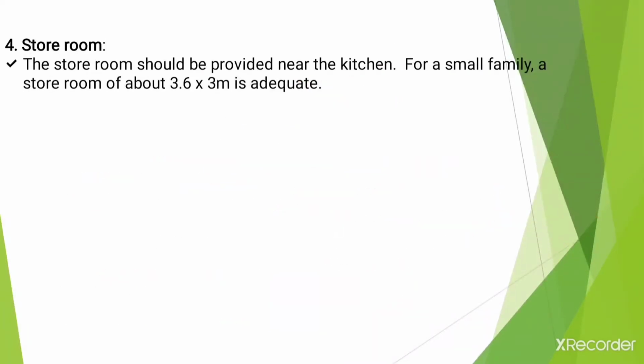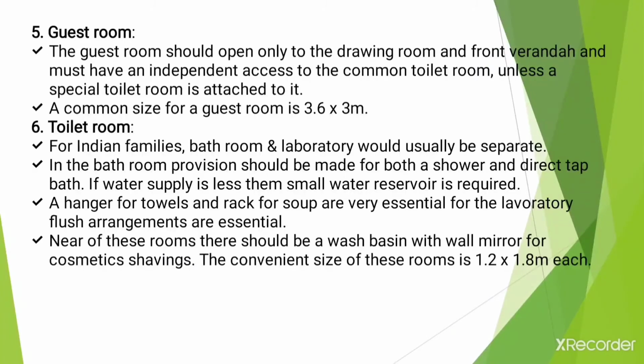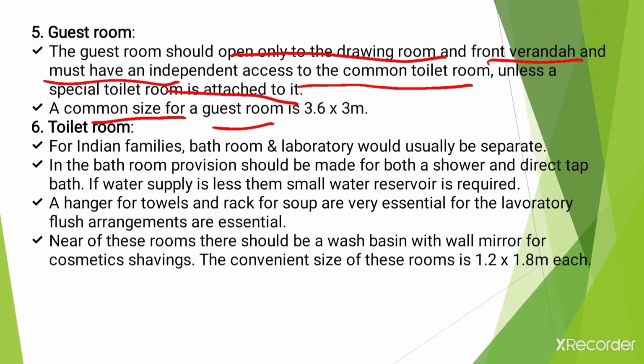Then the storeroom. The storeroom should be provided near the kitchen, and for a small family a storeroom of about 3.6 by 3 meters is adequate. After that, the guest room should open only to the drawing room and front verandas, and must have independent access to the common toilet room, unless a special toilet room is attached to it. The common size of the guest room is about 3.6 by 3 meters.